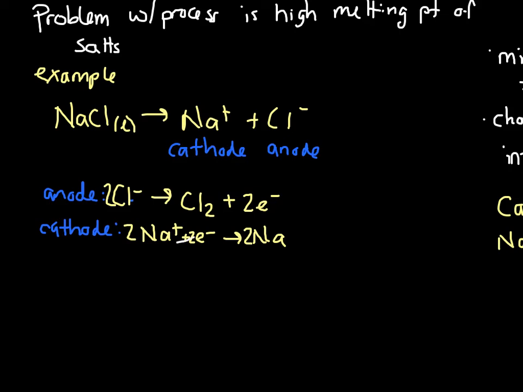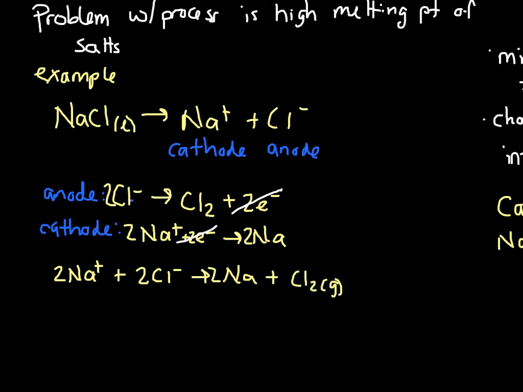So now we can cancel out those electrons and we can write a net reaction. So we have 2 sodium ions reacting with 2 chloride ions, and at each electrode we're going to have sodium and we're going to have chlorine gas, because it's in its gaseous state, its natural state. And then we, of course, would be able to pull sodium out of solution when we solidify it.